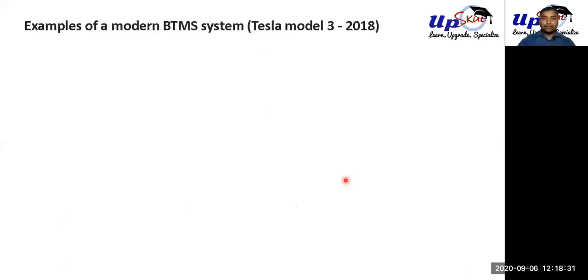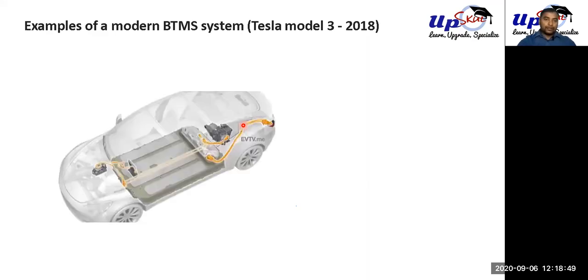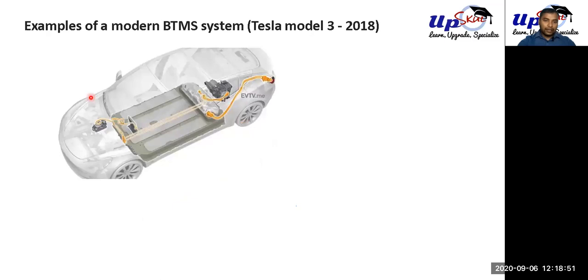Now, coming to the moment of truth. This is the example of a modern battery thermal management system. We are looking at the most modern car, the Tesla Model 3 2018 version. So let's look at it. This is our car, and this is our battery. These are our charging cable connections, motors, controllers, and all these things. But yeah, as you can see, this is our battery.